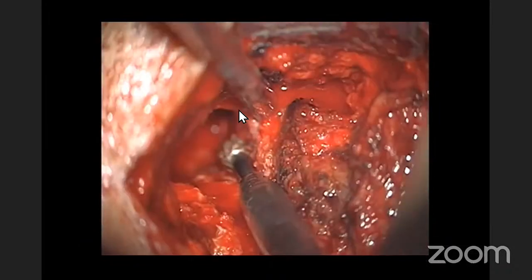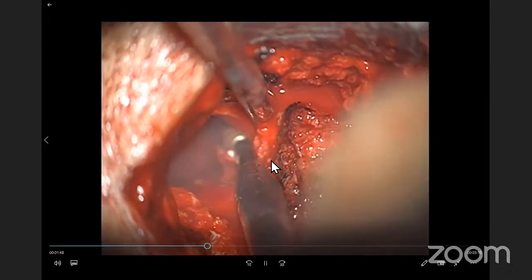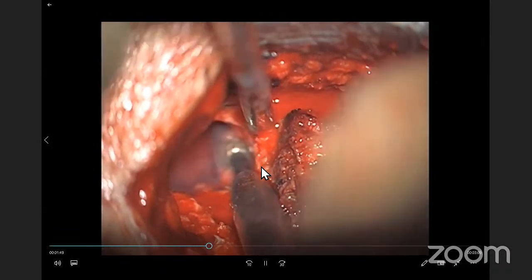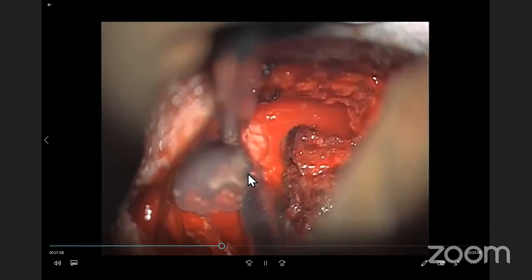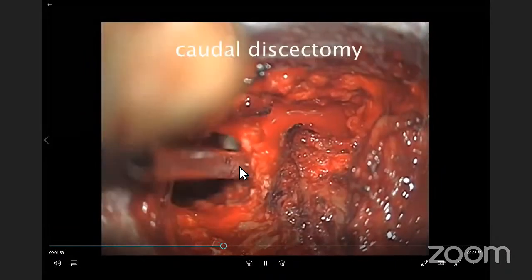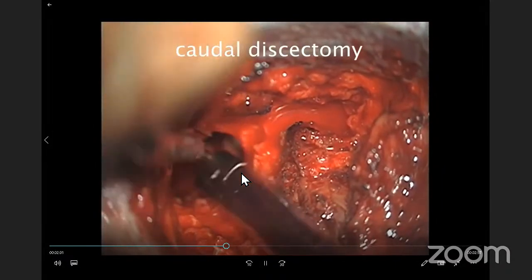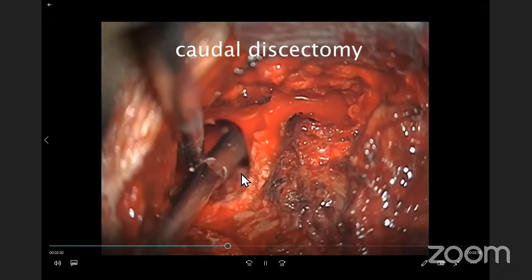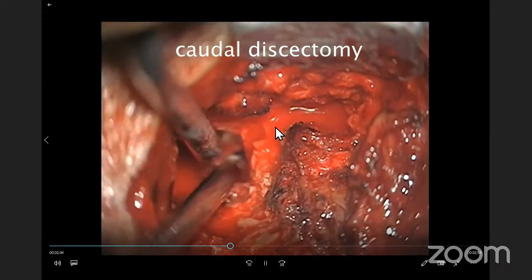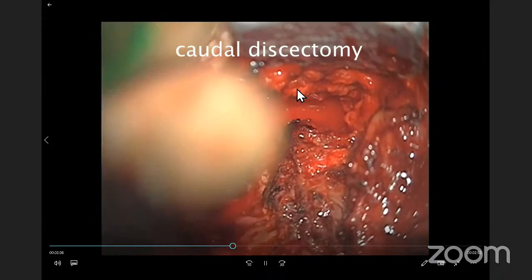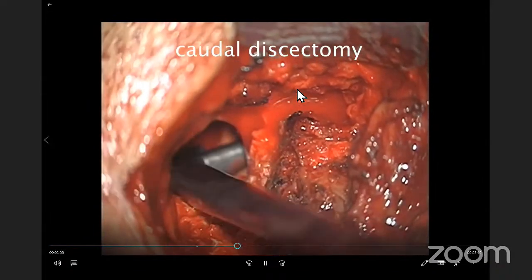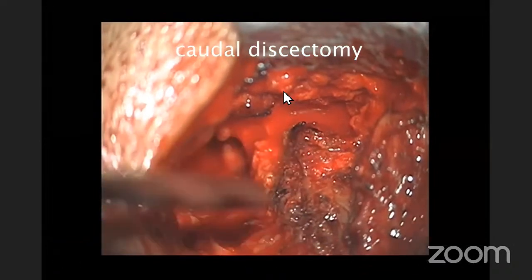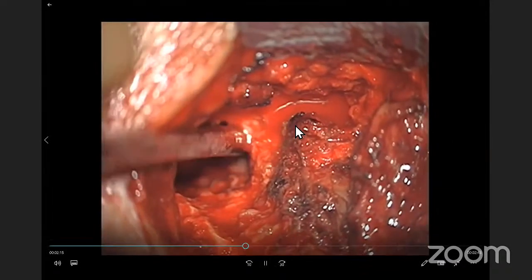Now, distally, what you can see is the nerve root coming here at this level with the vessels. You can see a part of the nerve root. So what you can see is a burr is below that. It is not above it. That much sense of space you should have when you do that. And then you do the caudal discectomy. The caudal discectomy ensures that you have removed all the disc and the bone is removed.